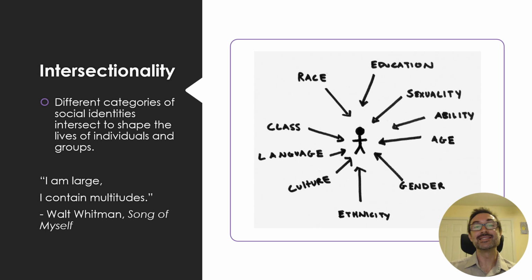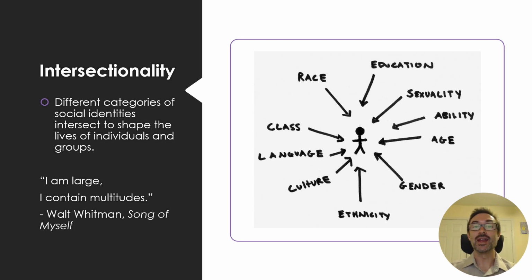I will suggest to you that it's more important now than ever to think of ourselves intersectionally, not least because we are, as a society, becoming more diverse, not just in terms of race and ethnicity, but in terms of all social identity categories. Intersectionality means that we exist at the intersection, at the crossroads of many social identities. Social identities interact to shape the lives of individuals and groups.